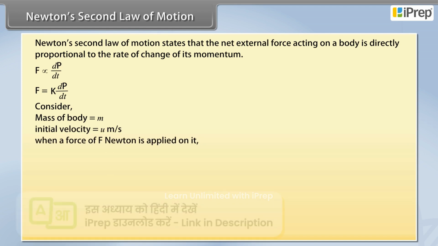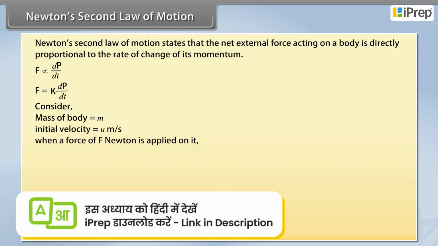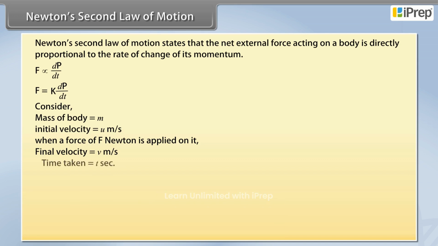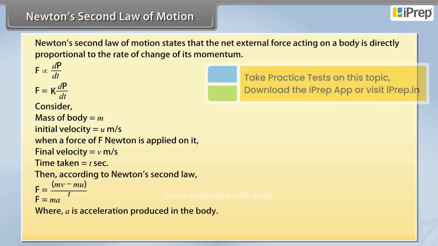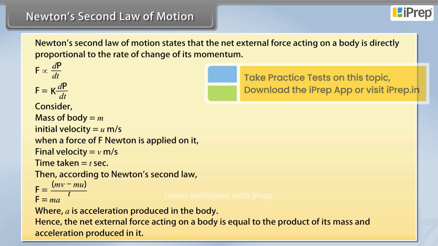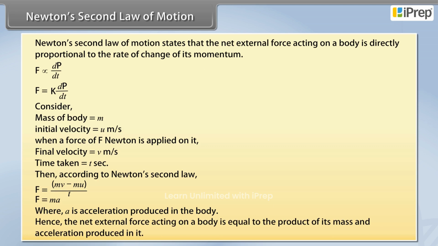When a force of F Newton is applied on it, its velocity becomes v meter per second after a time of t second. Then, according to Newton's second law, F is equal to (mv minus mu) divided by t. F is equal to ma, where a is acceleration produced in the body. Hence, the net external force acting on a body is equal to the product of its mass and acceleration produced in it.